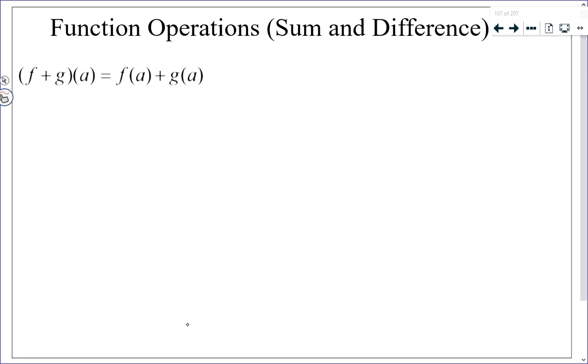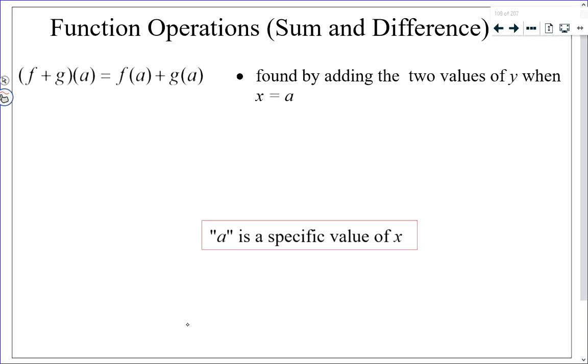Continuing with sums and differences, the only difference here in what I'm showing you is that I have f plus g not of x but of a, and a is just some number. It's a specific x coordinate. And this means that you're going to take f of a plus g of a, but f of a is a y coordinate on f when x is a.